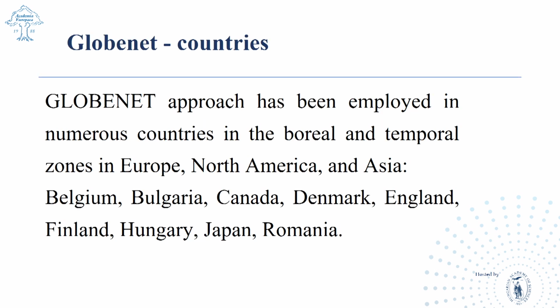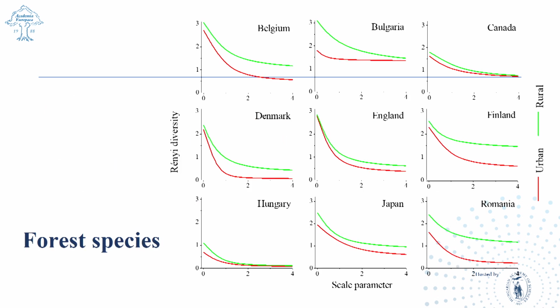So, before we go further, there were 9 countries worldwide in the GlobeNet project: Belgium, Bulgaria, Canada, Denmark, England, Finland, Hungary, Japan, and Romania. If you look at the pattern of forest species, so those species which are particularly adapted to the studied habitat, the picture is very, very similar worldwide.